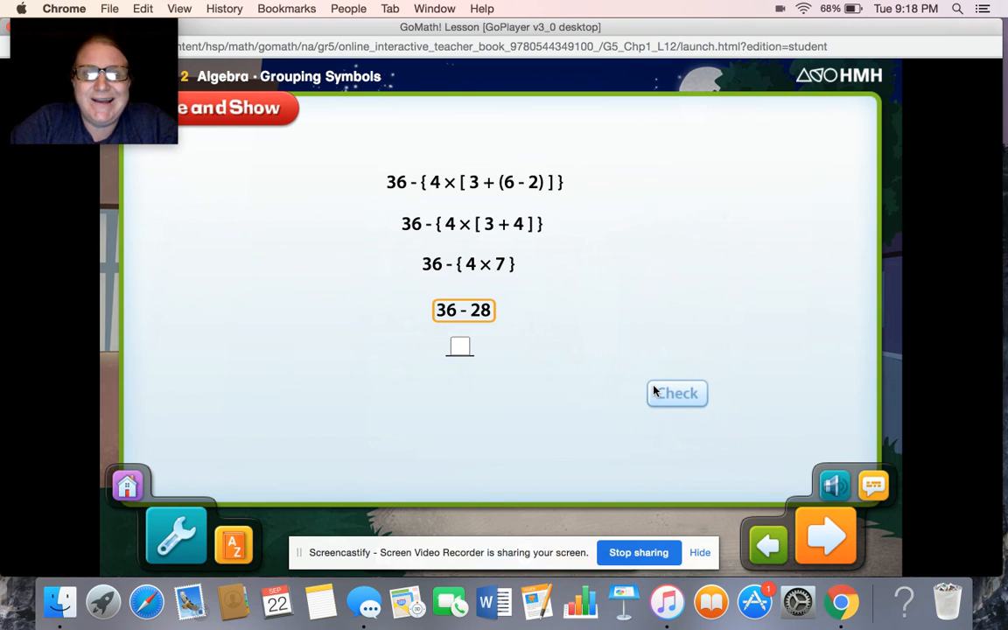Now, perform the last operation to find the solution to the expression. I remember that subtraction is the opposite of addition. So I'm going to start at 28 and count up to 36. 28, 29, 30, 31, 32, 33, 34, 35, 36. So I have 8. The answer is 8. That's right. 36 minus 28 equals 8.